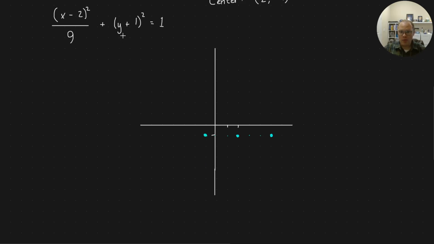And for y, well, again, y doesn't have a number here in the denominator, but there's always a number, right? It's an invisible 1. Square root of 1 is 1, so I'm going to go up and down 1 unit. So 1 unit up, 1 unit down. And those are the edges of my ellipse. So now I just have to draw an ellipse through those 4 points. And there is the graph of my ellipse.